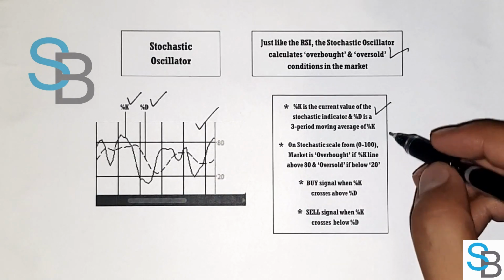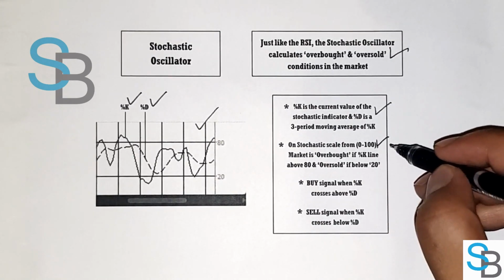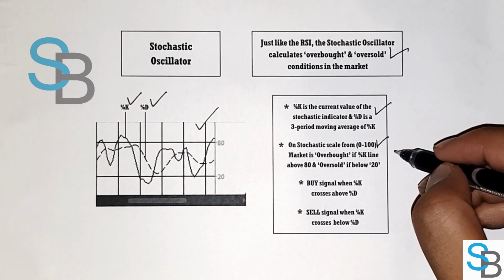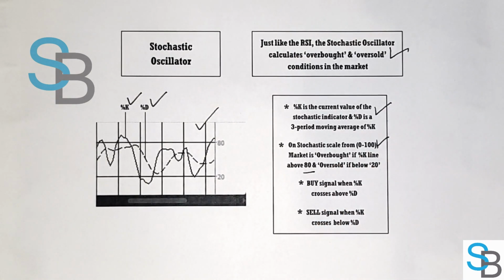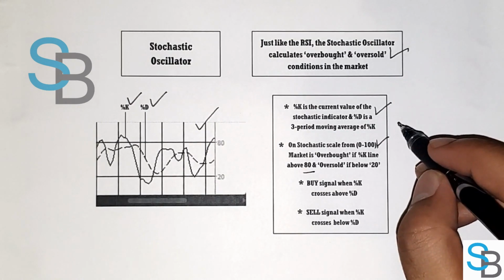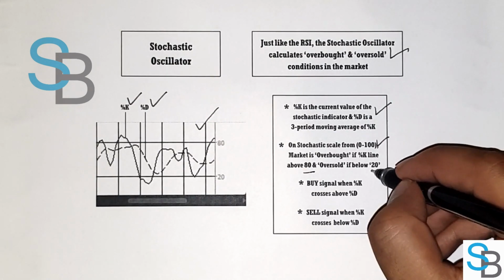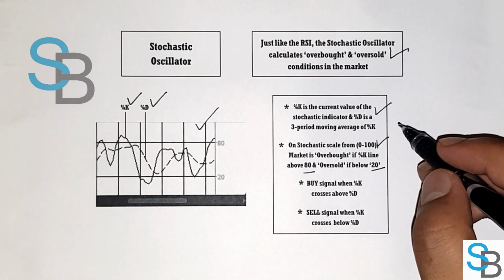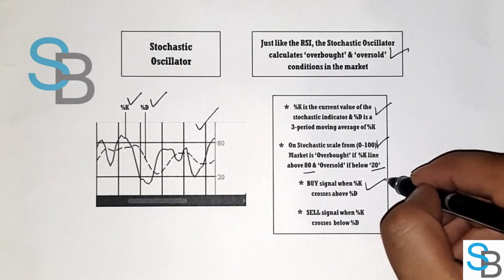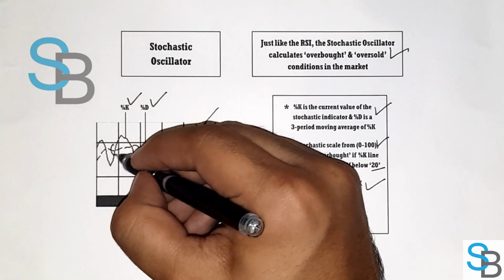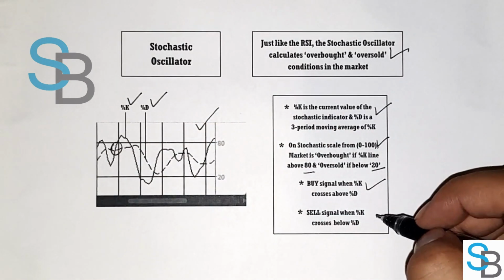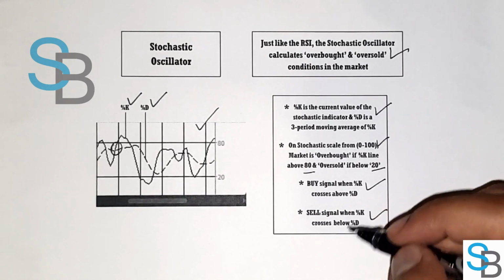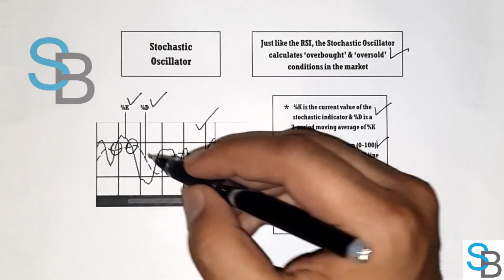The stochastic scale is from 0 to 100. So if %K on your chart is above 80, the market is overbought, and if it is below 20, the market is oversold. When %K on your chart crosses above %D, it's a buy signal. And if %K crosses below %D, it's a sell signal.